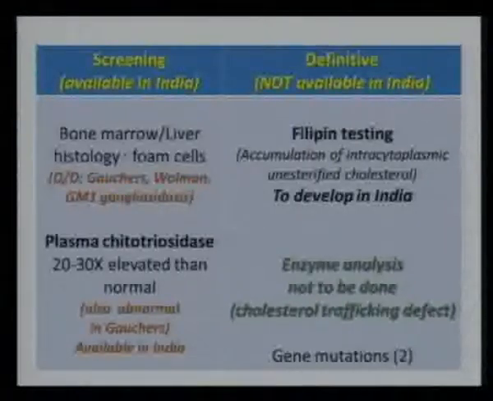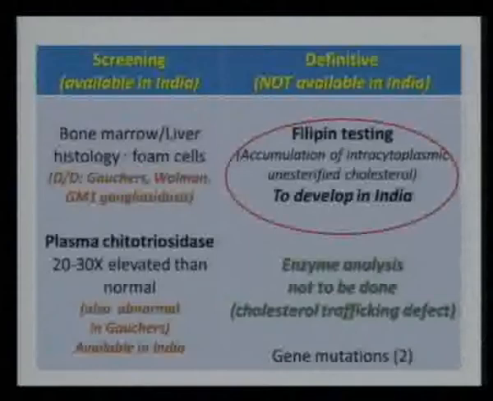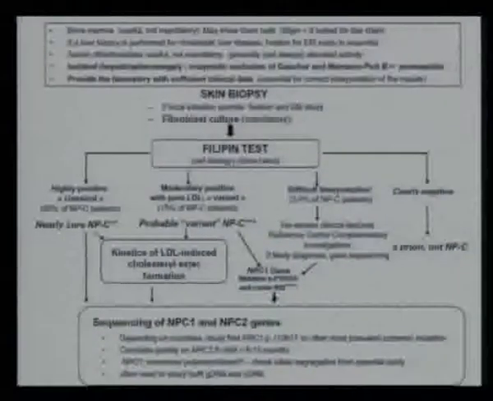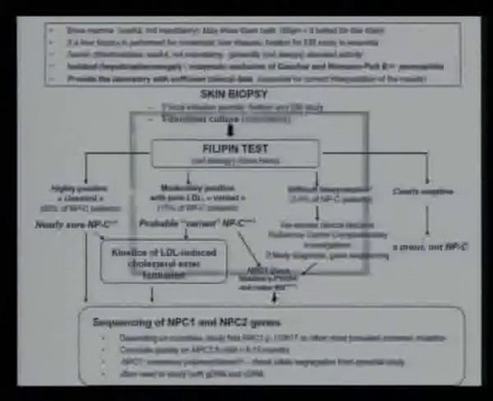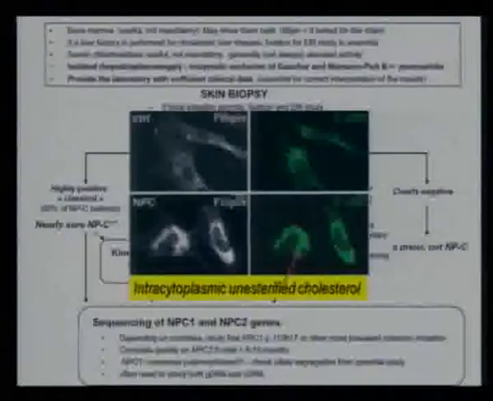This is the accumulation of intracytoplasmic unesterified cholesterol. This is to be developed in India, but it is not a lab test. It is basically histopathological. This is a staining technique that needs to be taught to our pathologists, and I'd urge them, please do it. This is the Filipin test for Niemann-Pick type C, at least we can do that. And this is how the staining appears on the biopsies. So that is how we can do it for Niemann-Pick type C. It is not the enzyme estimation for type C, it is actually the staining which can be done in this country.